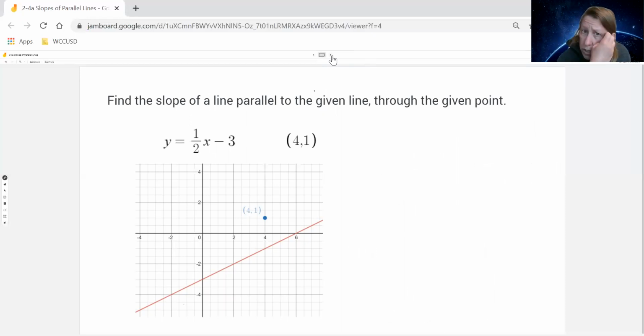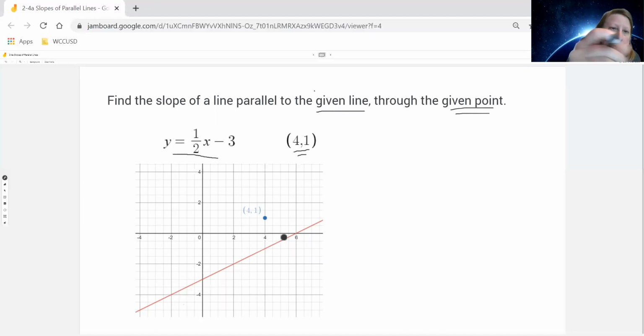All right. So here's the type of problem that you're going to do for homework. It's the last 2 questions on the worksheet. And this is really the standard that I want you to be able to do. So here is a line. Find the slope of a line parallel to the given line. So here's the given line, and here's a given point. And your job is to find the slope of a line parallel to the given line through the given point.